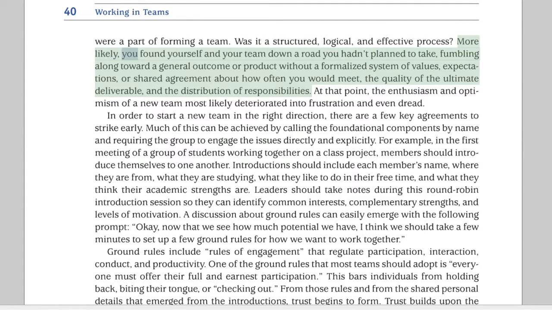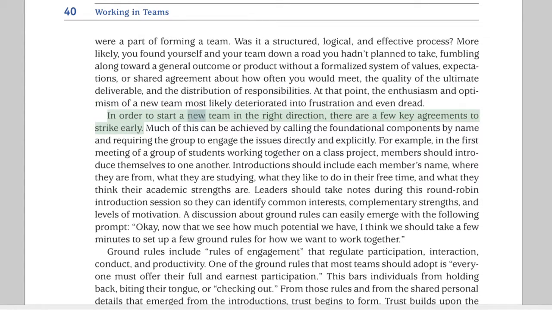More likely, you found yourself and your team down a road you hadn't planned to take, fumbling along toward a general outcome or product without a formalized system of values, expected tie-ins, or shared agreement about how often you would meet, the quality of the ultimate deliverable, and the distribution of responsibilities. At that point, the enthusiasm and optimism of a new team most likely deteriorated into frustration, and even dread.